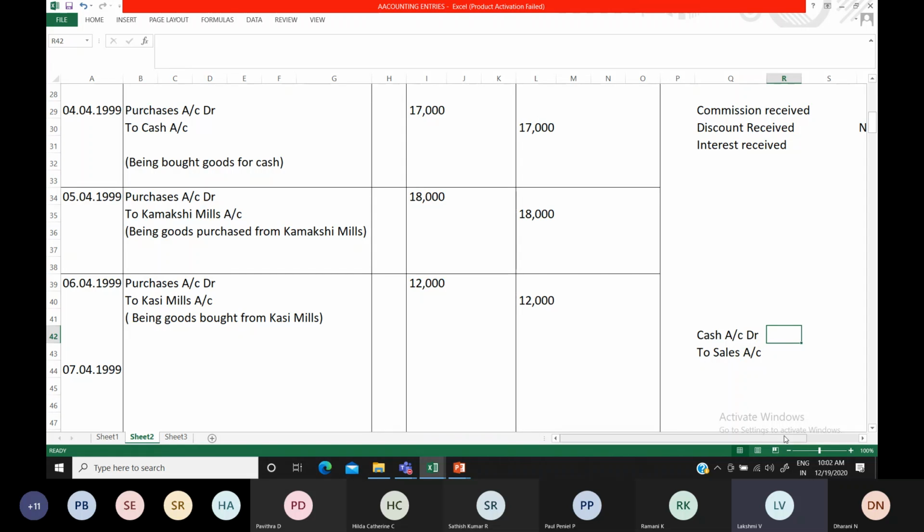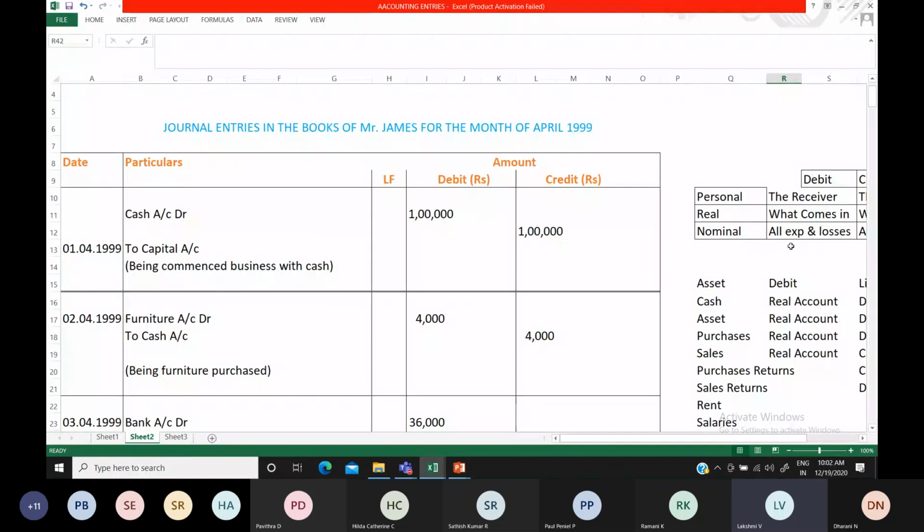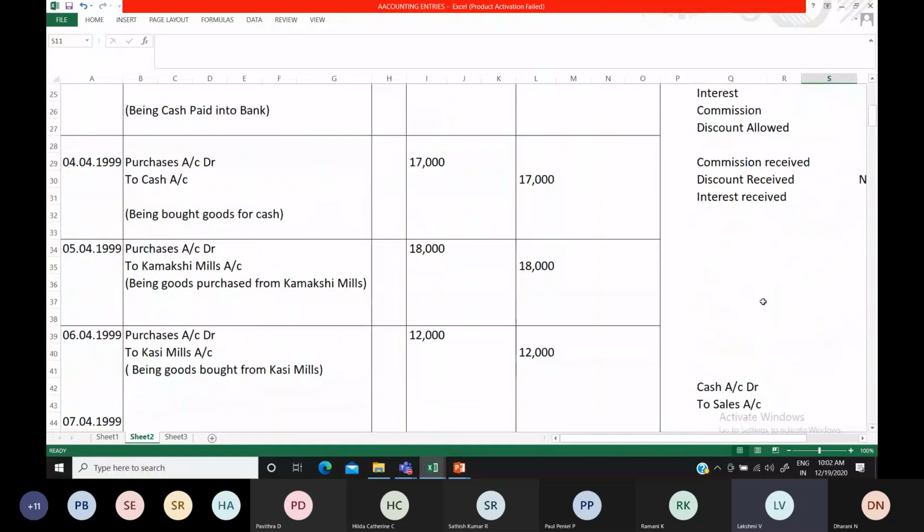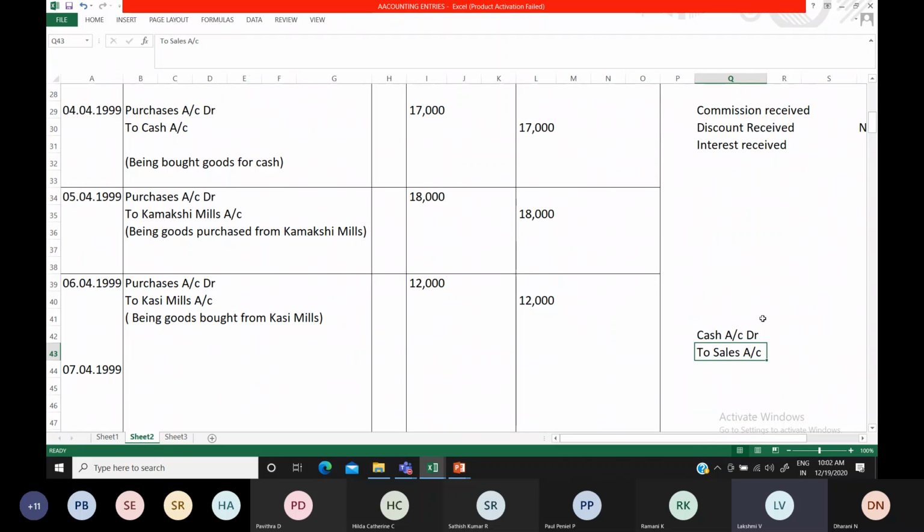So I debit cash. Cash is debit, what comes in, is the rule. So I will be debiting. And to sales account I will be mentioning, why sales account? Because goods is going out of my business. So to sales account I am giving it over here. If it is for cash sales, if I am selling goods, if the question is silent about sold goods, that's it, rupees 18,000 or something, then my entry will be like this.